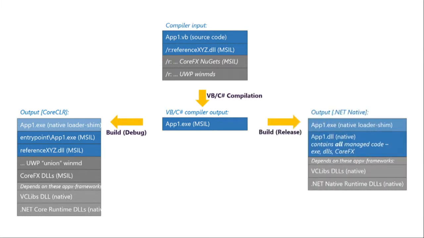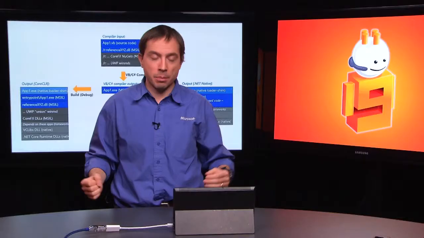If I switched to release mode, it did something quite magical instead. It took every piece of managed code from my source code, from the third-party DLLs I referenced, and from CoreFX libraries themselves. It assembled them all together into a single globally optimized native binary called app1.dll that contains every single piece of managed code turned into optimized native.